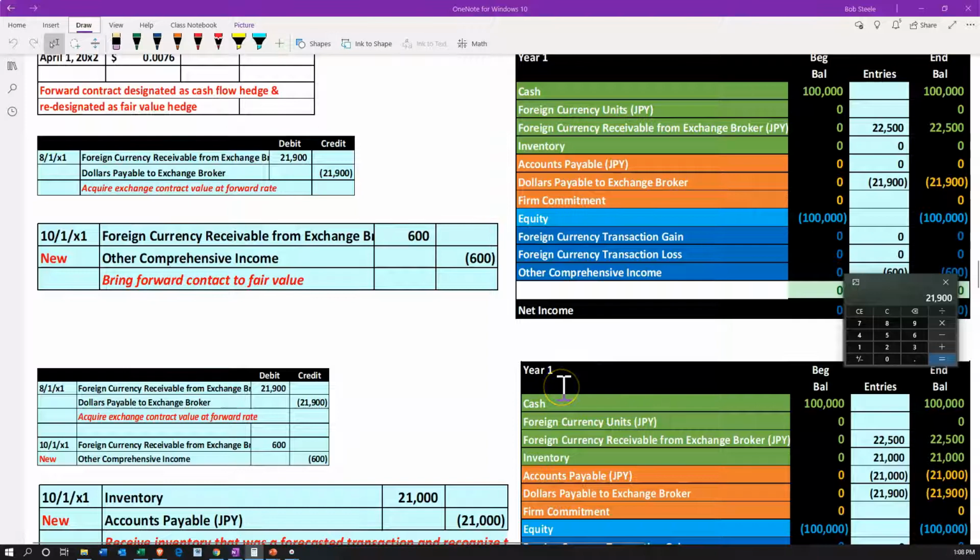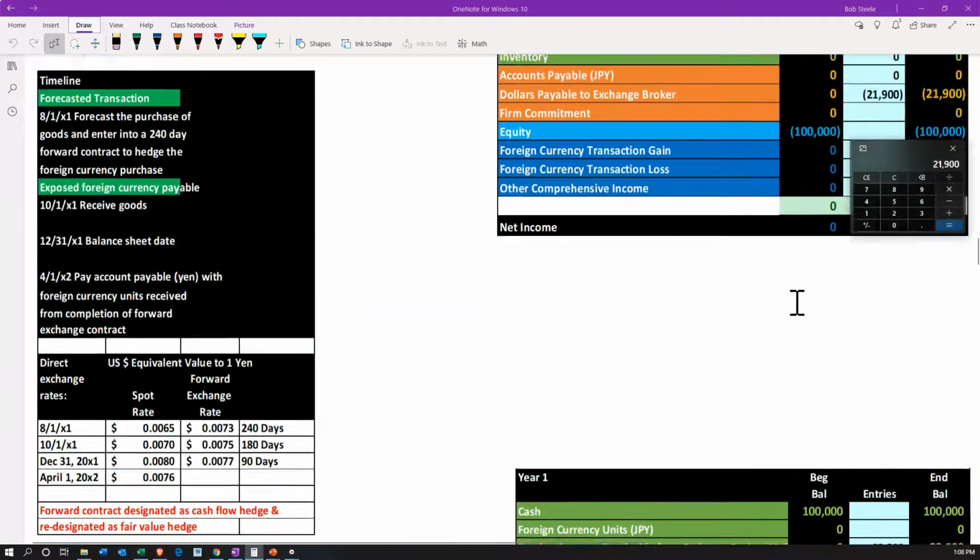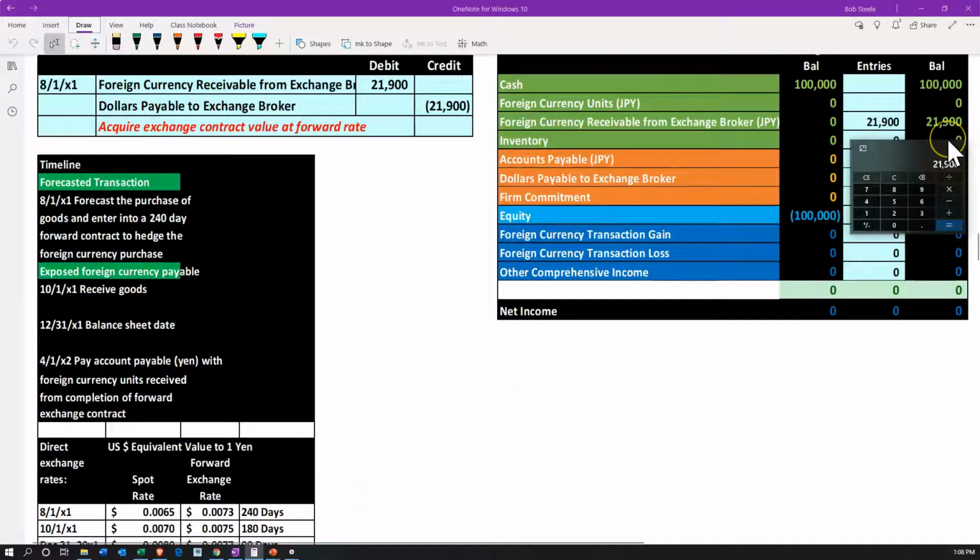So we're going to revalue this as of 10/1, and then we're going to receive the inventory on 10/1. So let's revalue the receivable as of this point in time. To do that, let's see where we were last time. I'm going to go up to the last slide and then work the revaluation. We're at the 21.9. That's where we left off. Now we're at 10/1.